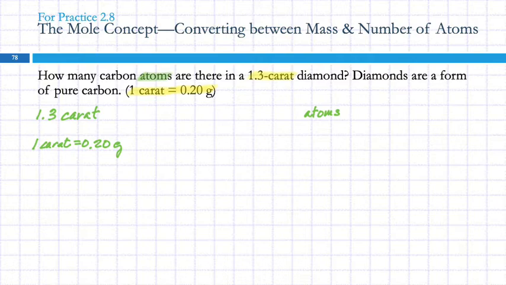So when they give us more than one number, sometimes it's hard to pick which one you're starting with. Look at the units. This is a weird unit, but it's just a single unit. And this is giving us a relationship between two units. This is a conversion factor. So that's not the thing we're going to start with. We're going to start with the other one. We're going to start with this guy. So we want to get from carats to atoms.